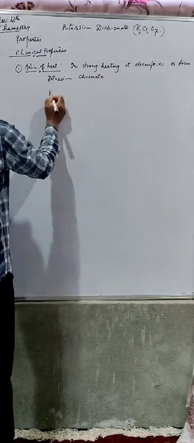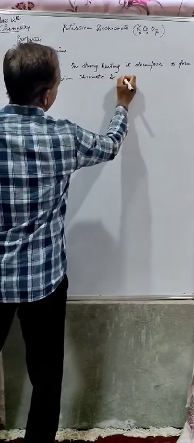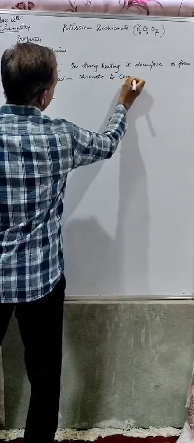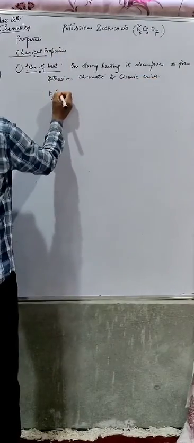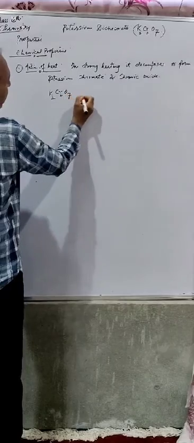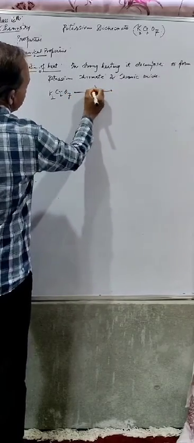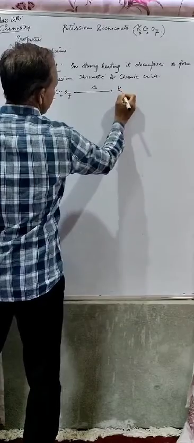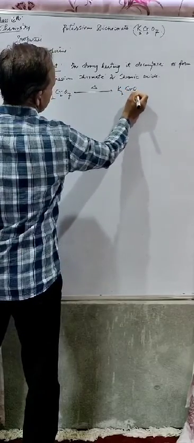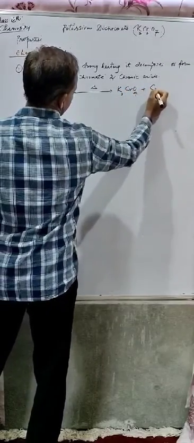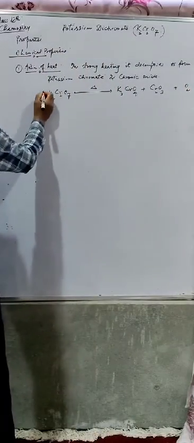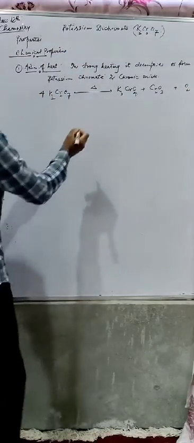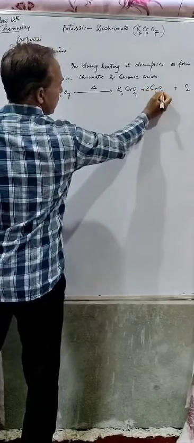Potassium chromate K2CrO4 and chromic oxide Cr2O3. K2Cr2O7, on strong heating, forms K2CrO4 plus Cr2O3 plus O2. So we will balance the reaction: 4 times K2Cr2O7, because we have to multiply Cr2O3 by 2 so that it becomes O6.